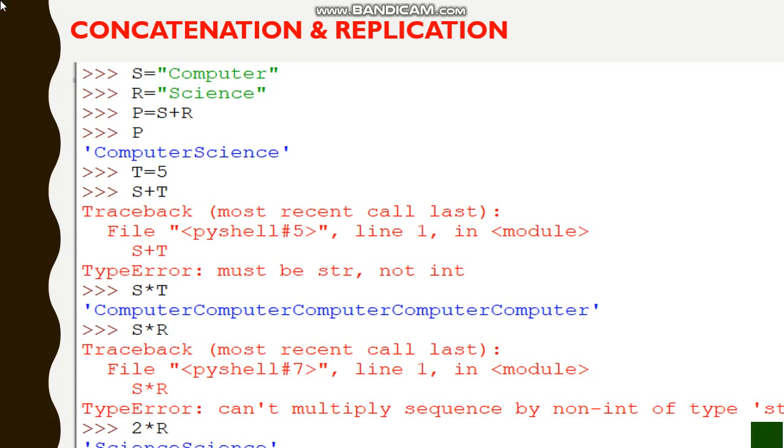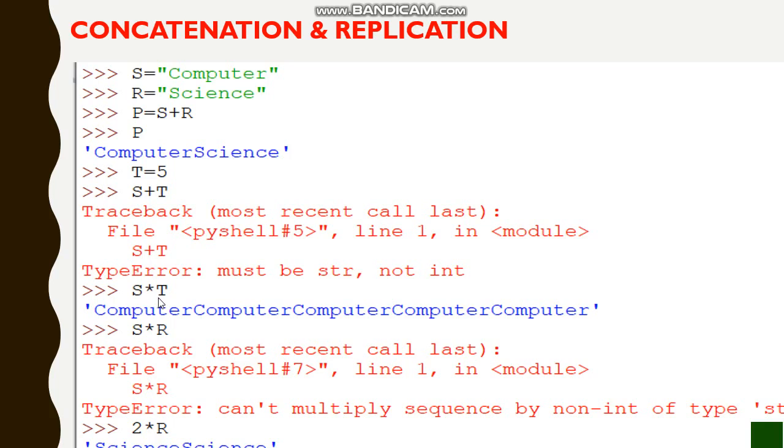Let S be a string "computer" and R be a string "science". P is equal to S plus R. That is 2 strings we are trying to add with this plus operator. Now actually what happens is the second string gets attached at the end of the first string. This is known as concatenation. Now suppose we try it with S and T, where T is 5, we get an error, which means to concatenate we need 2 strings.